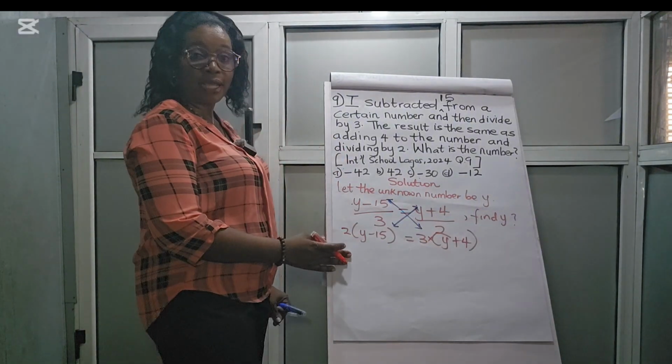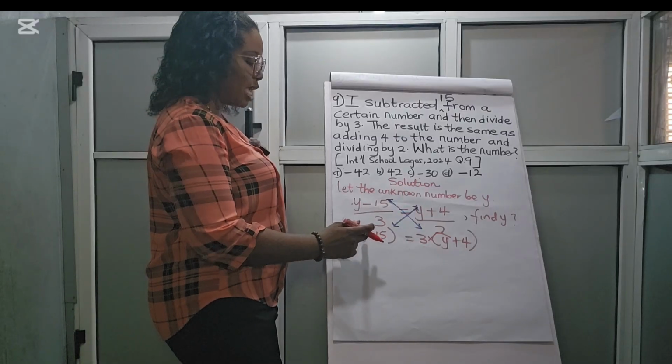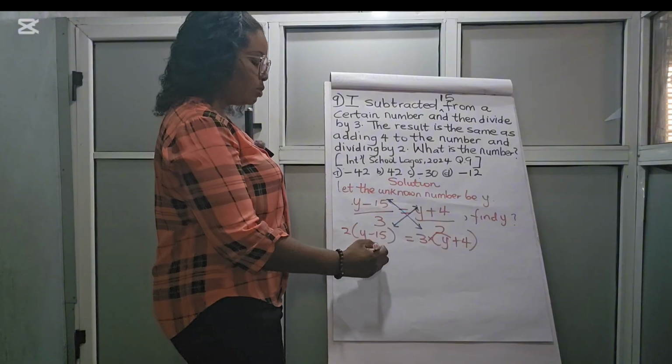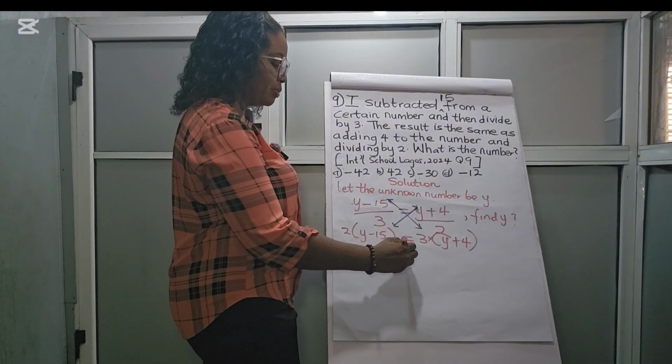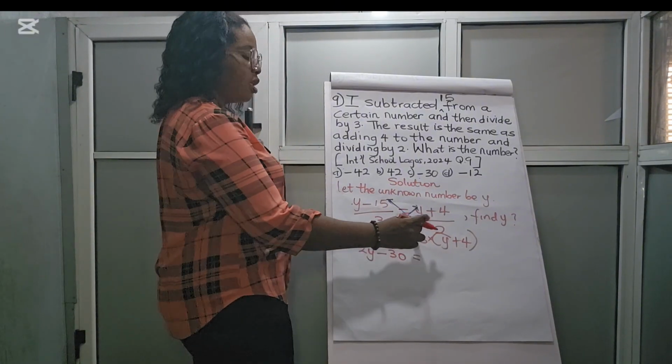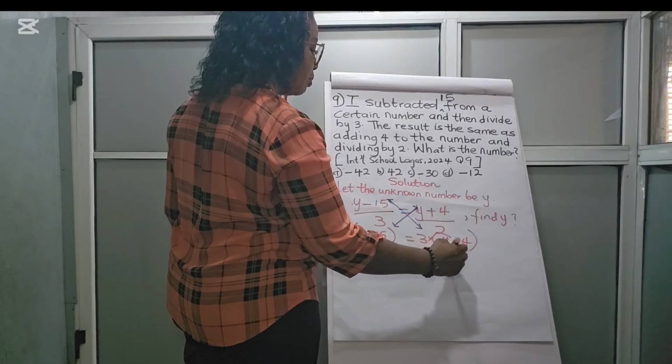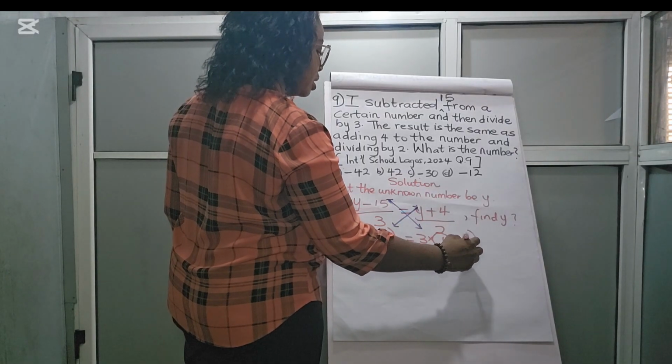So we have to open the brackets. This will be 2 times y, 2y. 2 times minus 15 will give us minus 30, equal to 3 times y, that's 3y. 3 times 4 will be plus 12.